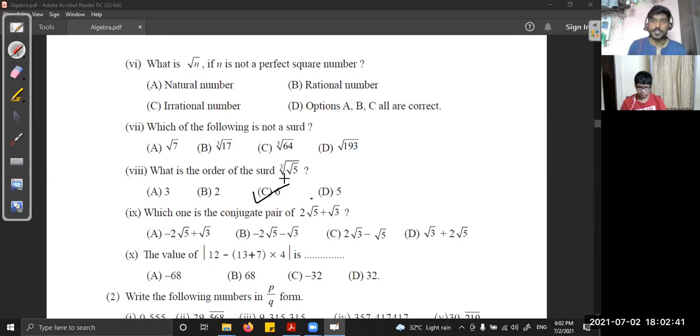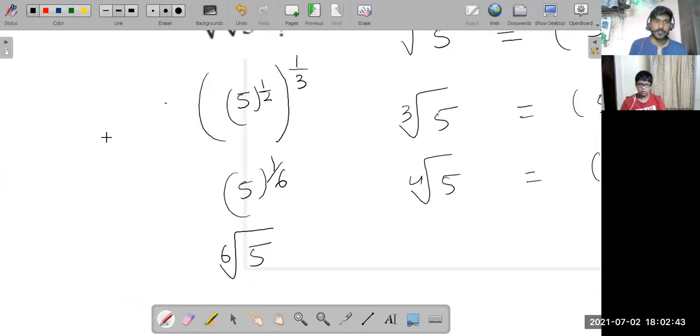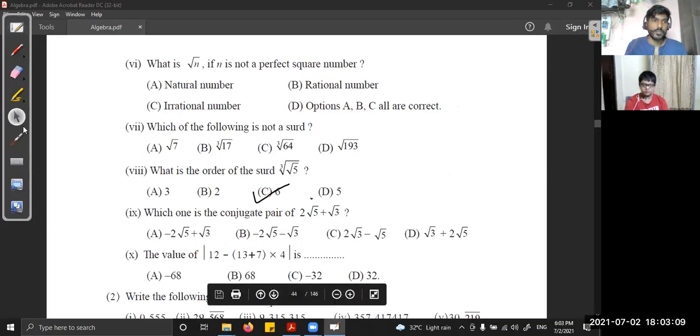I just missed the law of indices. When the base is same, the indices or powers get multiplied. So 1 upon 2 into 1 upon 3 will give you 1 upon 6. And that can be written as 6th root of 5, and hence the order is 6. Is it clear? This one? Yes, sir. Okay. And we'll do the last one.